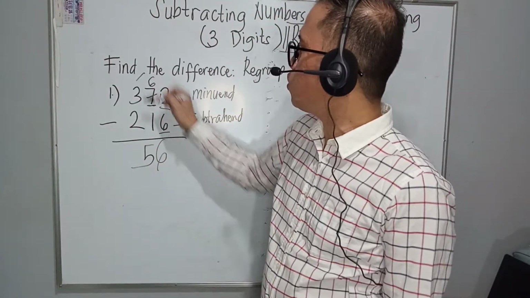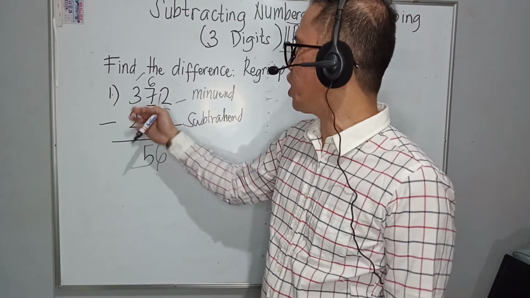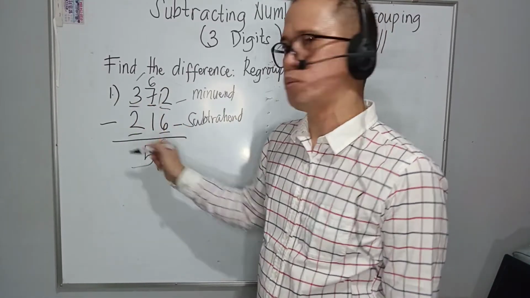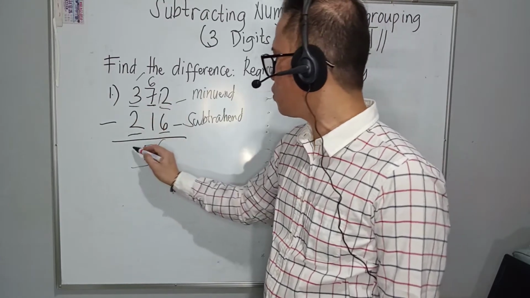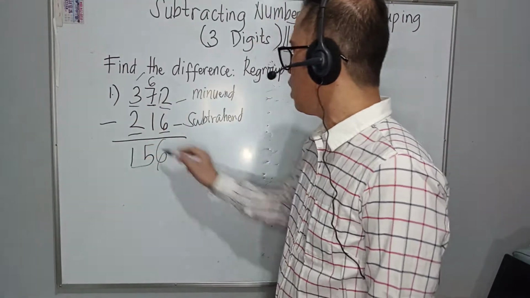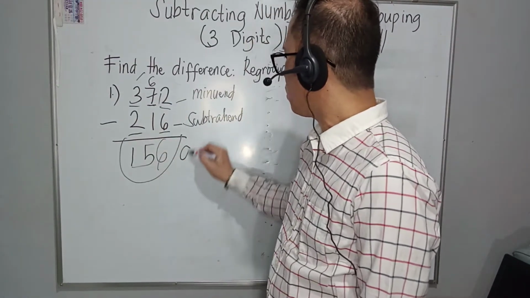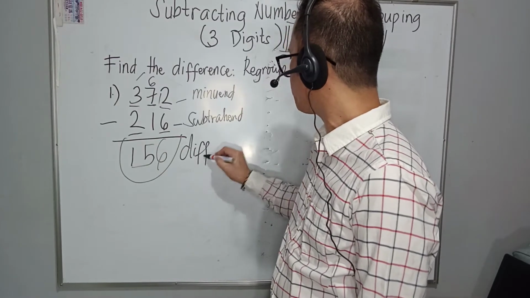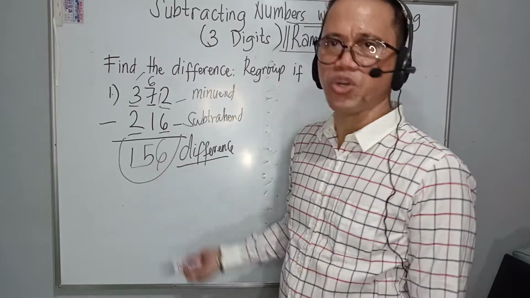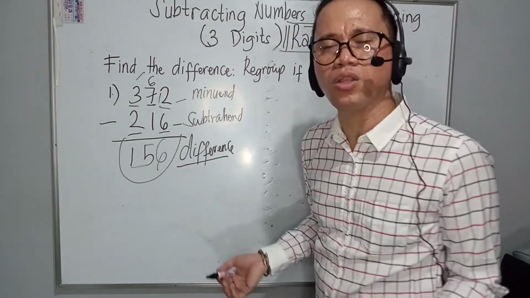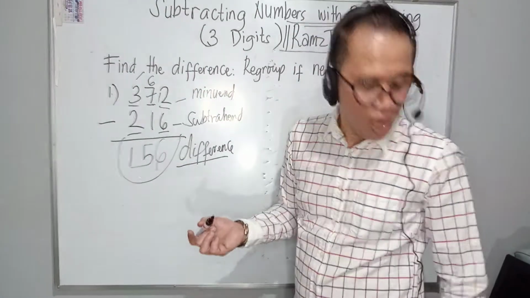Next, the hundreds place, which is 3 and 2. Now we're going to subtract 3 minus 2. The answer is 1. Now, our difference is 156. We are going to check, guys, whether our answer is correct.